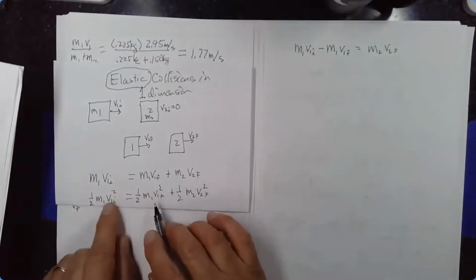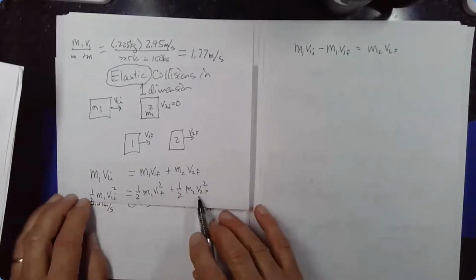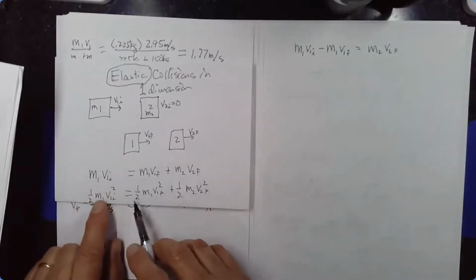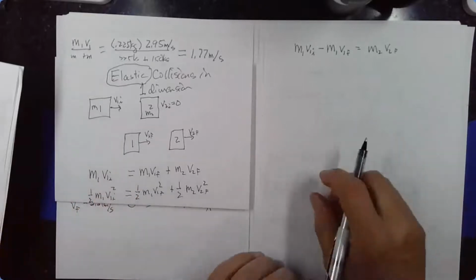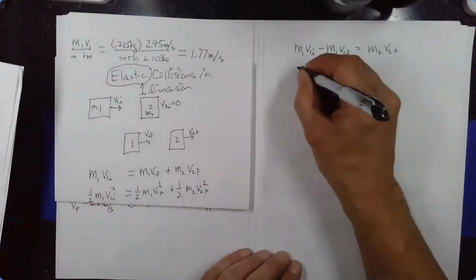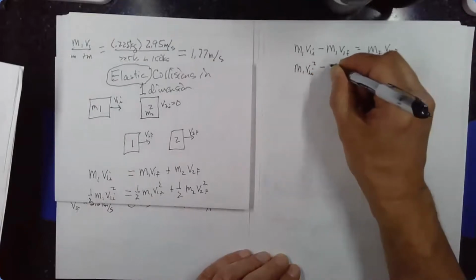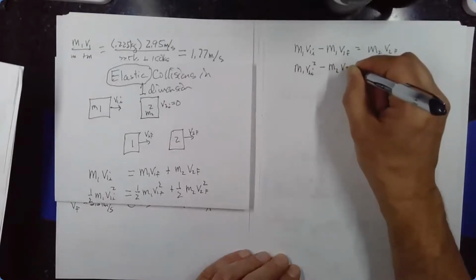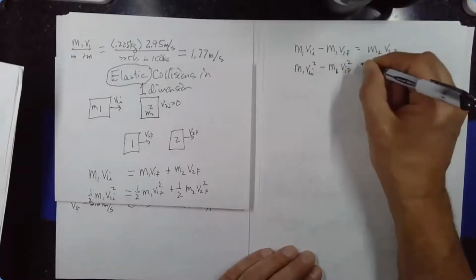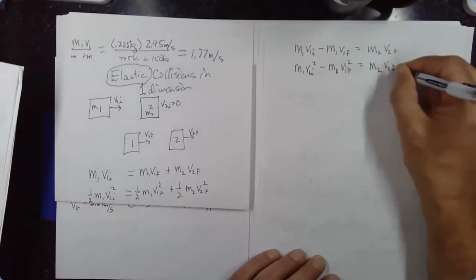Then I'll do the same thing with the kinetic energy equation, except the first thing I'm going to do with the kinetic energy equation is divide everything by 1/2, or multiply everything by 2. That'll get rid of those 1/2 on each term, because since every term has them, I don't really need them. They don't tell me anything new. And then I'll subtract the thing over there, and I'll get M1 V1 initial squared minus M1 V1 final squared is going to equal M2 V2 final squared.